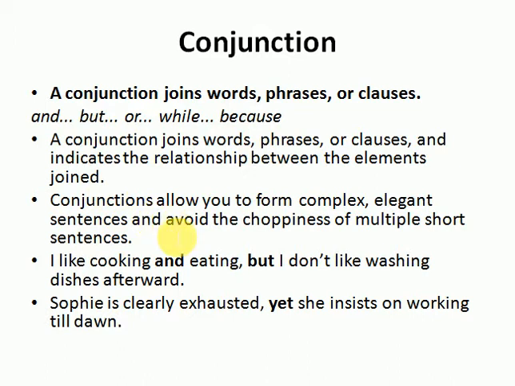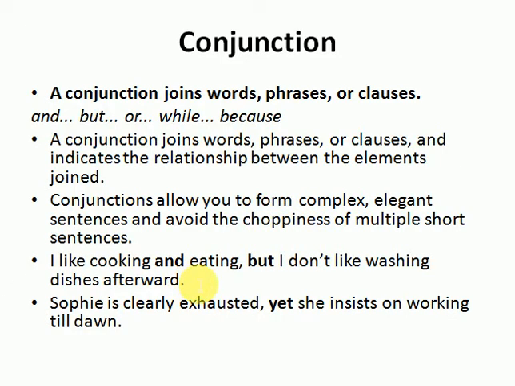Conjunctions help us to form complex sentences. If there were no conjunctions, we would have to write shorter sentences, and all the time we would have to end a sentence, then start a sentence, then end a sentence. So they help us avoid the formation of awkward multiple short sentences. Rather, they help us to form complex sentences in a quite elegant way.